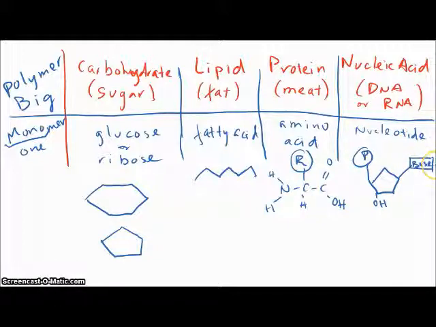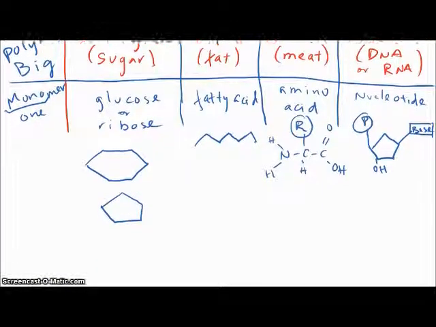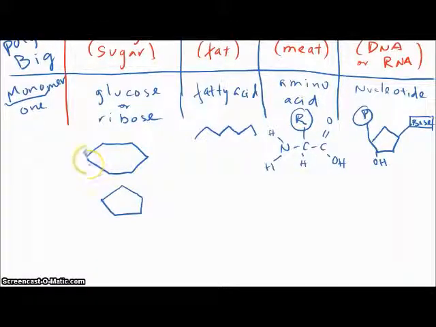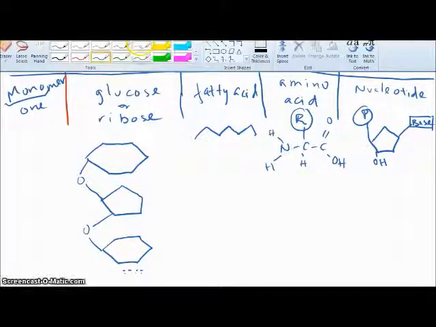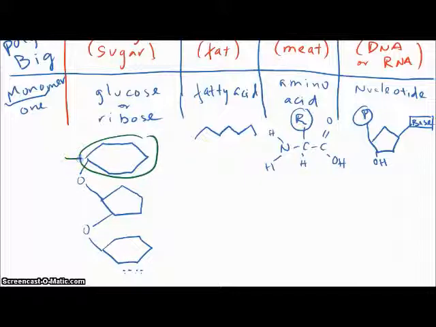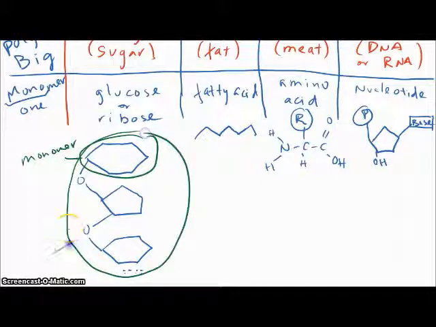Now, how do you get from monomer to polymer? Pretty much you just link a bunch of these monomers together. So for example, you can link this hexagon sugar together into a polymer, or carbohydrate. So each one of these is a monomer, but the entire thing, once it is linked together and covalently bound together, is a polymer.